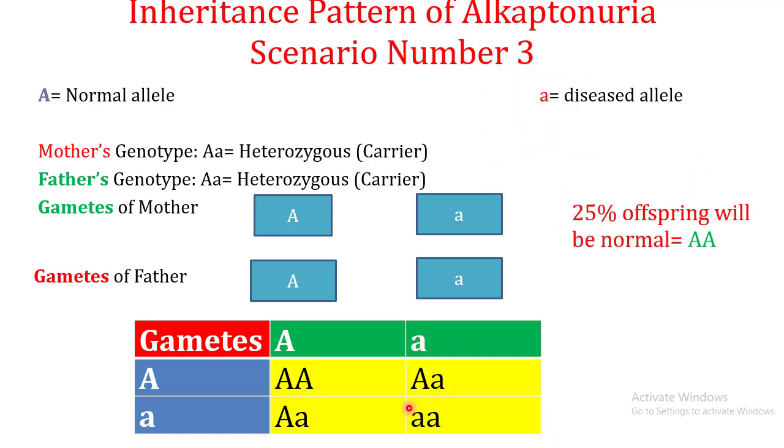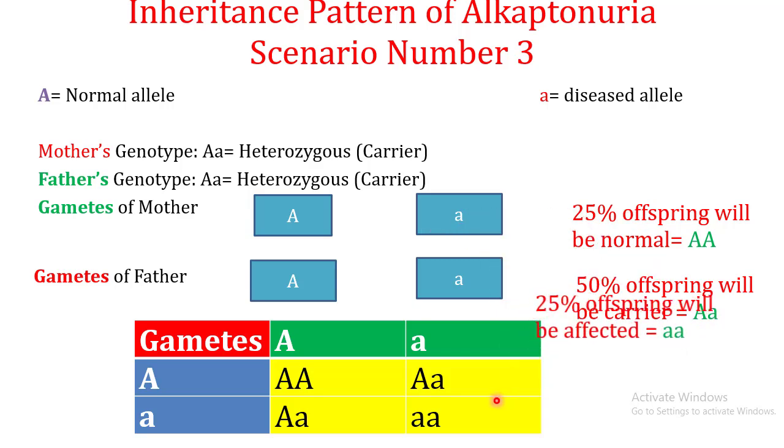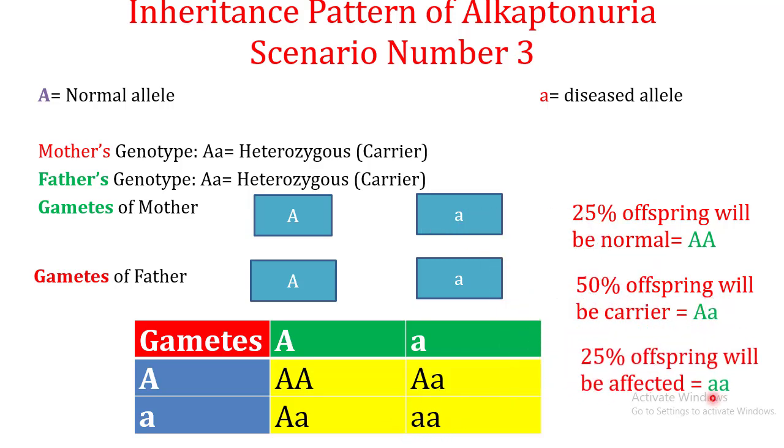So 25% of the offspring are going to be homozygous normal. 50% of the offspring, this one and this one, are going to be carriers, and 25% of the offspring are going to be affected. So this is an interesting scenario where both of the parents are normal, but you are getting an offspring who is a patient for the Alkaptonuria disease.